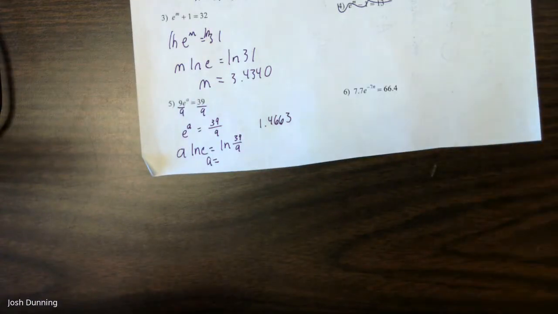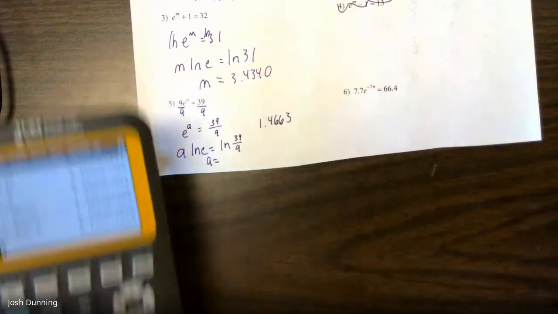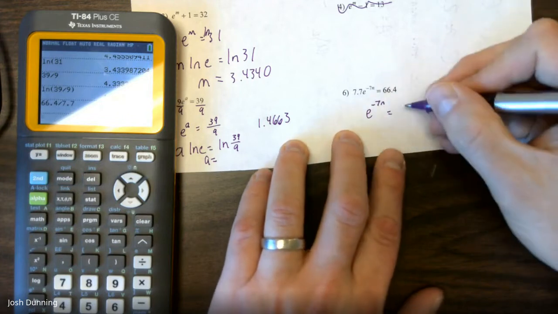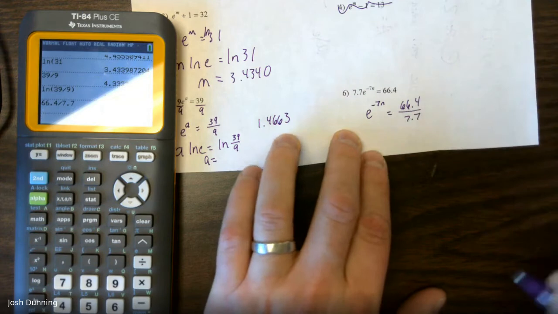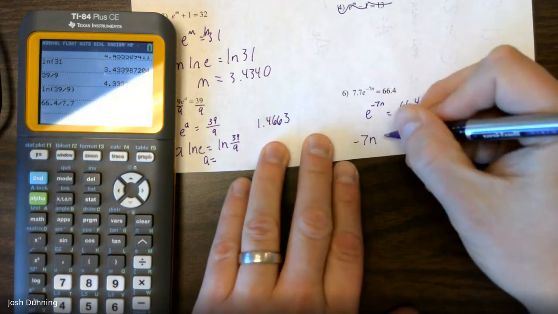And then on 6, you divide by the 7.7. But you get that decimal. We don't want to have to write that whole thing down. So we'll just leave it as 66.4 over 7.7 because we can type that in. ln of both sides pops the whole thing.